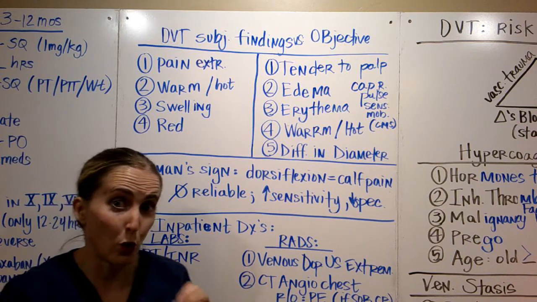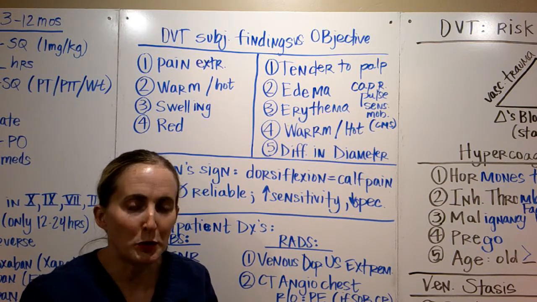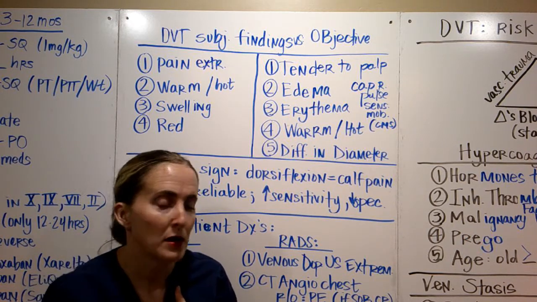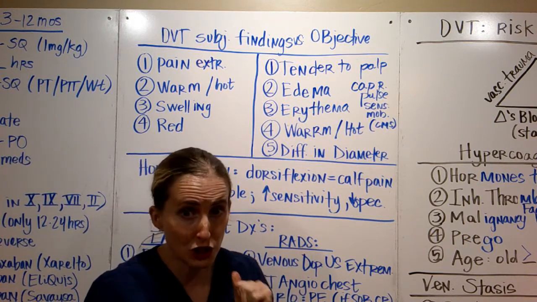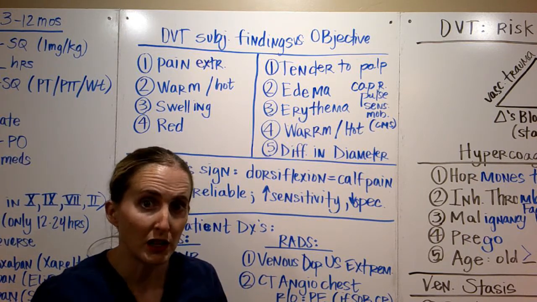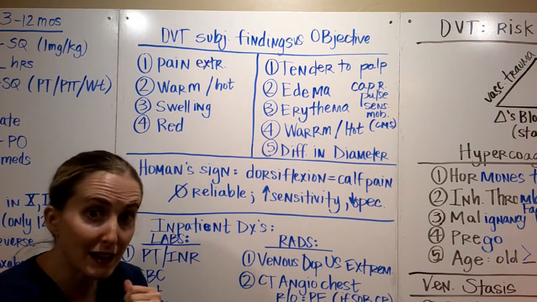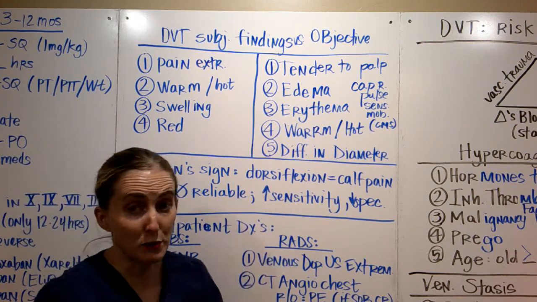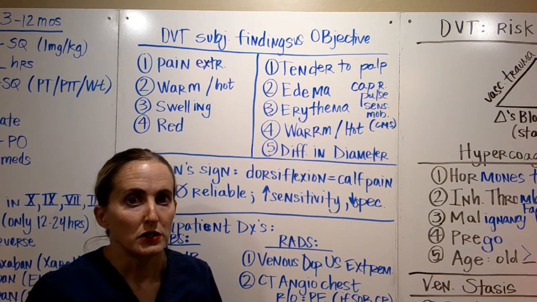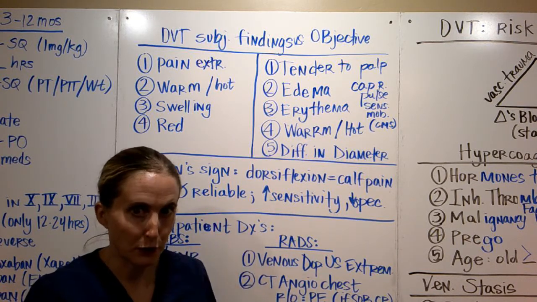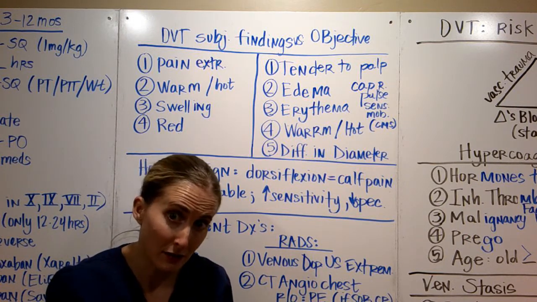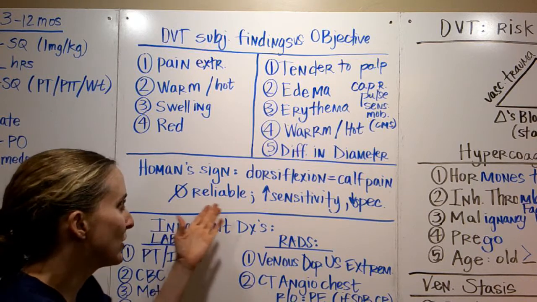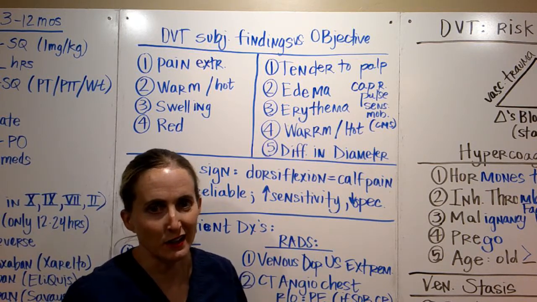So Homans sign was an old thing, and it's not that old because I remember it coming out of nursing school. We used it for quite a long time until recently. So Homans sign used to be you would have your patient, your freshly post-op patient, every shift, you would have them dorsiflex at the ankle. So point to themselves with their toes if they're lying in bed, okay? And if it elicited calf pain in their calves, it was considered a positive Homans sign.